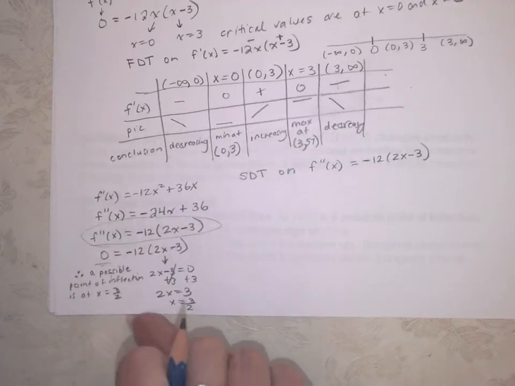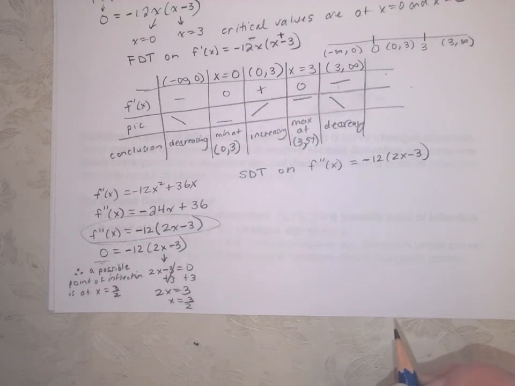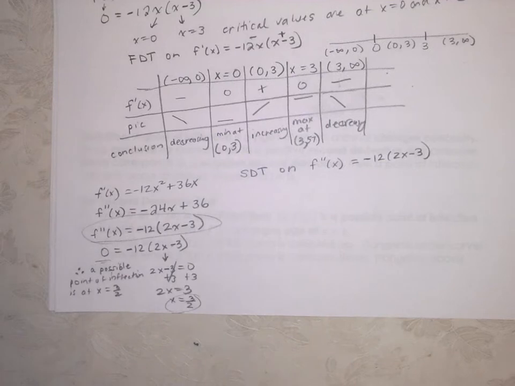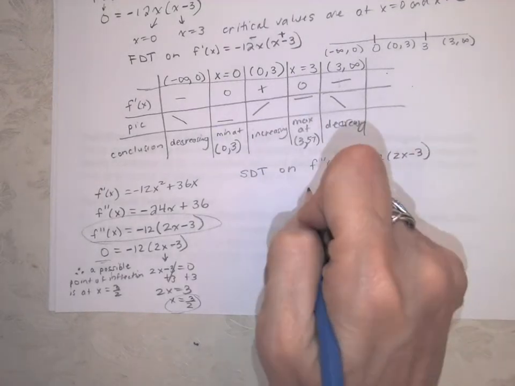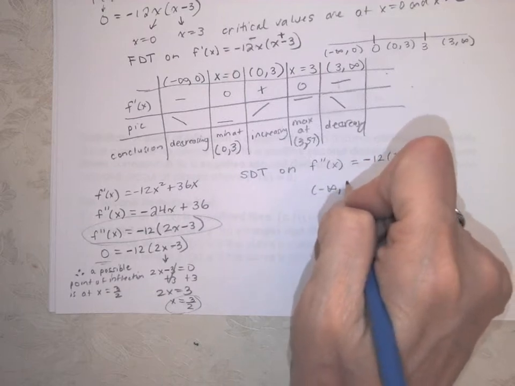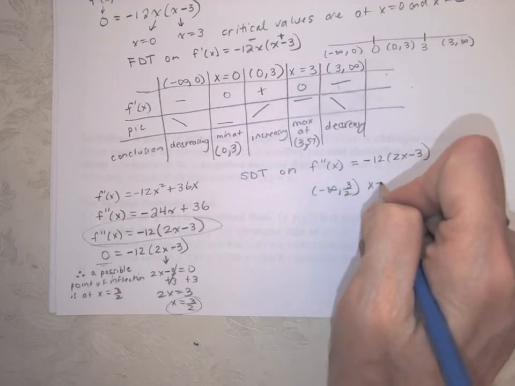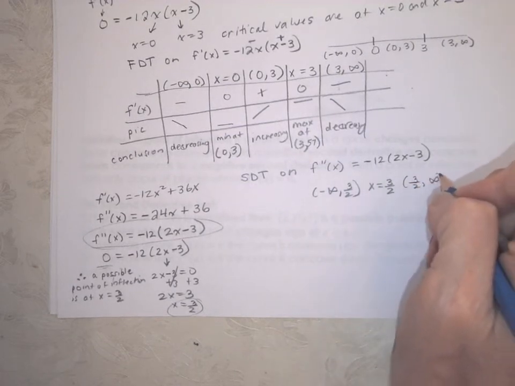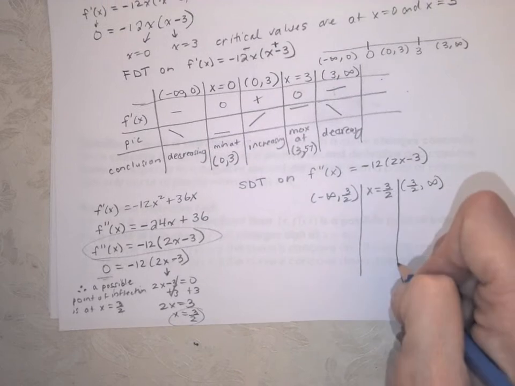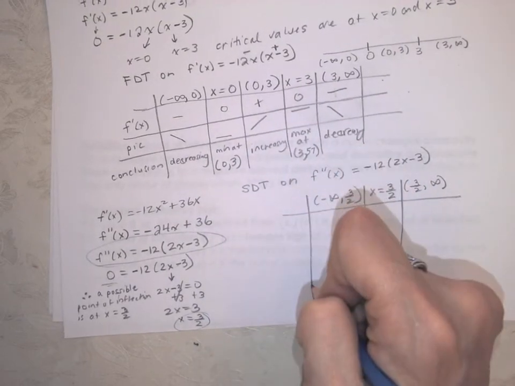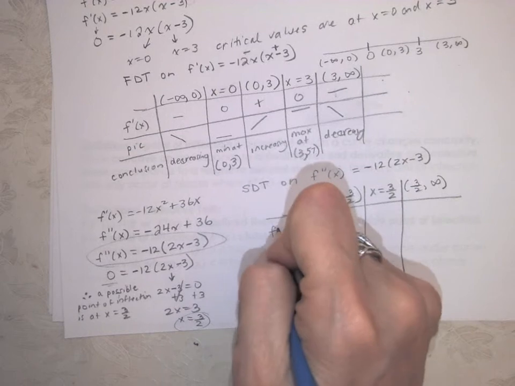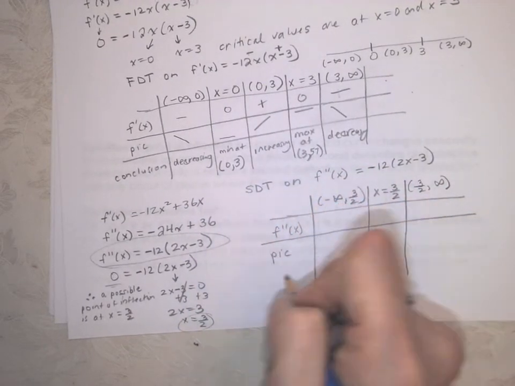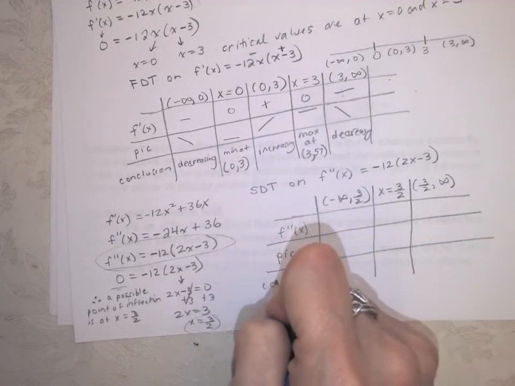Okay, so again, second derivative test, similar to the first derivative test, only it's on the second derivative. So we've only got one possible point of inflection, so that's only going to be 2 intervals. So our first interval is going to be from negative infinity to 3 over 2. Then what happens when x equals 3 over 2? And then our second interval is 3 over 2 to infinity. So again, we'll have our f double prime at x. We want the sign of f double prime at x. We want a representative picture and a conclusion.